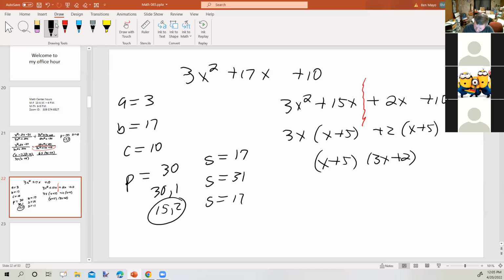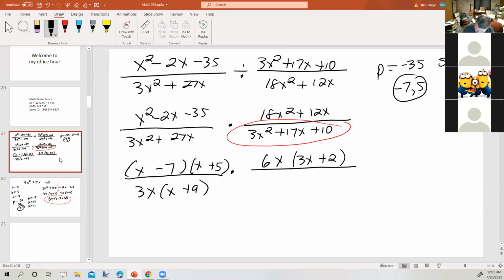Do you have everything copied down that you need there? Yes. All right, we're going to take this and take it back to the previous page. X plus 5, 3x plus 2. All right. So now that everything's factored, we can reduce out common factors. The x plus 5s reduce down to 1 over 1. The 3x plus 2s reduce down to 1 over 1. The 6x over 3x reduces to 2 over 1.